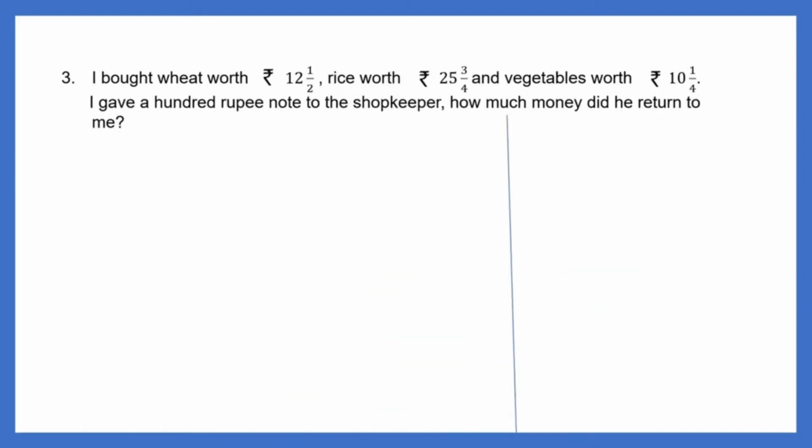Question 3. I bought wheat worth 12 1/2 rupees, rice worth 25 3/4 rupees, and vegetables worth 10 1/4 rupees. So I bought a few things: wheat, rice, and vegetables. I gave a 100 rupee note to the shopkeeper. How much money did he return to me?